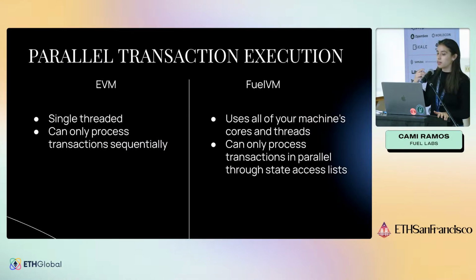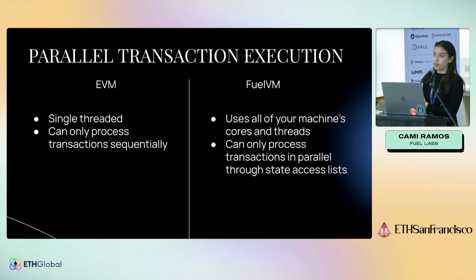So let's talk about what we mean by parallel transaction execution and what that actually means. So the EVM, which is the virtual machine for Ethereum, versus the Fuel VM, which is Fuel's virtual machine. The EVM is single threaded, and because of that, it can only process transactions sequentially. So what that means is it can only process one transaction at a time. Once that one is finished, then it starts on the next one, etc. Because Fuel is UTXO based, which we don't have to get into the weeds of, it's basically a different model. Ethereum uses an account model. The Fuel VM uses a UTXO model.